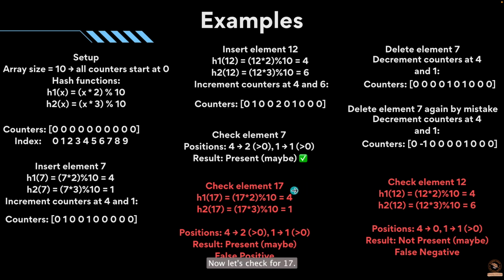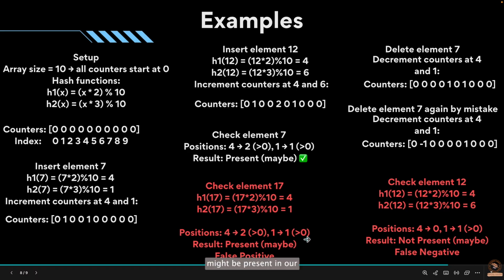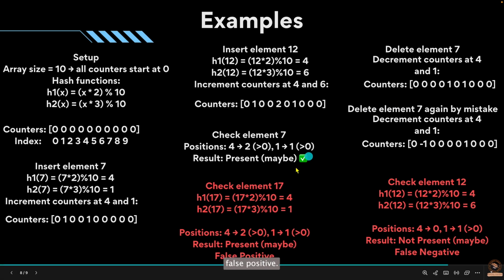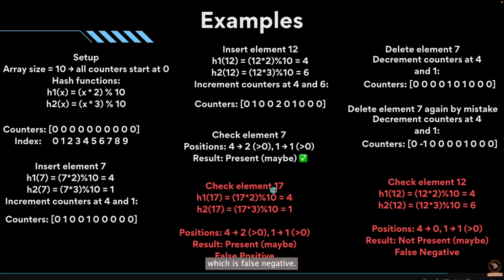Now let's check for 17. For 17, the hash function results are 4 and 1. For the 4th position, the counter value is 2, and for the 1st position, the counter value is 1, which is greater than 0. It means that this element might be present in our Bloom filter. But we have never inserted 17. Still, it is telling us that this element might be present. So this is a false positive. Now let's check one more case, which is false negative.